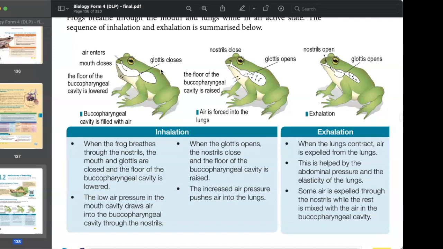Glottis pula dah. Sorry. Okay, lung, ini lung, ni glottis kat tengah ni. And then kat sini orang panggil bucopharyngeal cavity. Okay, that's all. Okay, jom kita tengok. Inhalation.